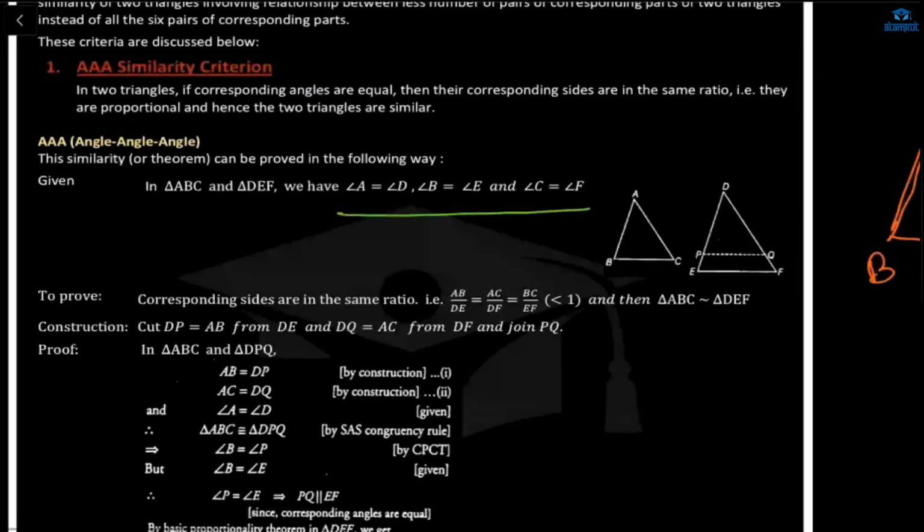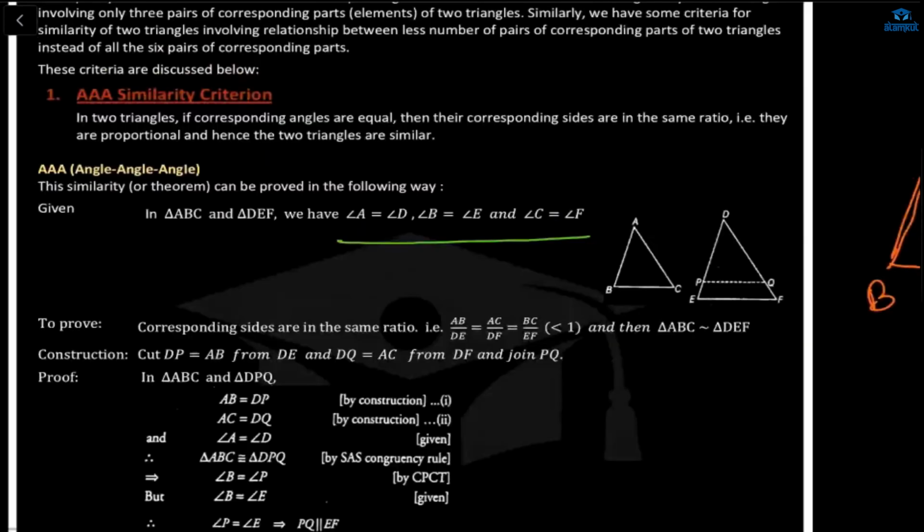AAA similarity criteria, that is how this AAA works. AAA means if three angles are equal, then all three sides will be in the same ratio. Understood? That means if angle A is equal to angle D, angle B is equal to angle E, angle C is equal to angle F, then AB by DE is equal to AC by DF is equal to BC by EF. This proof you will be using when you are solving problems.